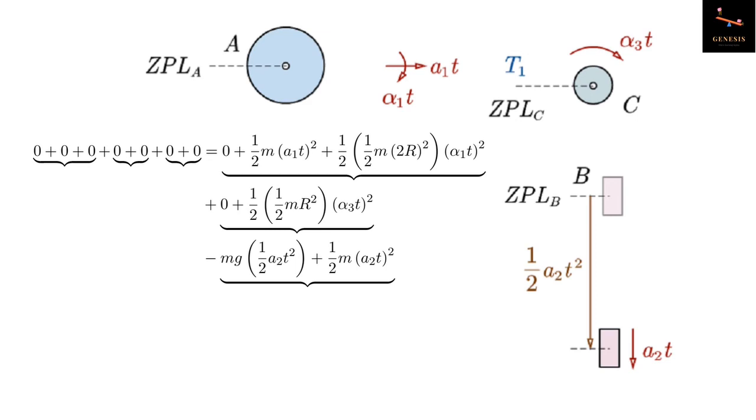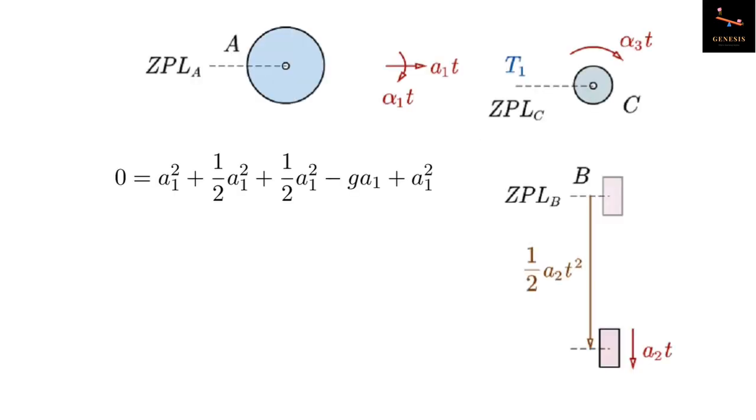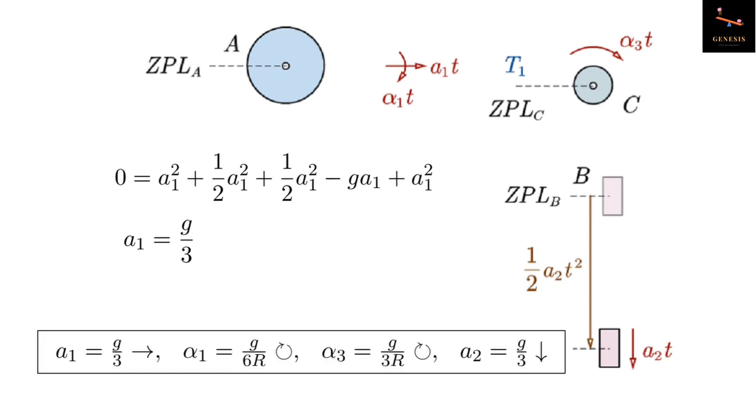Now cancelling out the factor half m t square in this equation, substituting alpha 1 is equal to a1 by 2r, alpha 3 is a1 by r, and a2 is equal to a1, we get an equation like this. Now you can see that here also a1 cancels out. And if you solve, you will get a1 is equal to g by 3, alpha 1 is g by 6r, alpha 3 is g by 3r, and a2 is g by 3 as we had seen before. After this, I leave it up to you to show that you get the same answer for the other asked quantities.